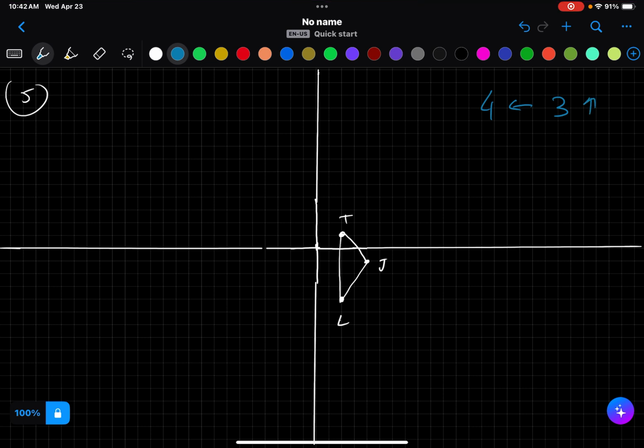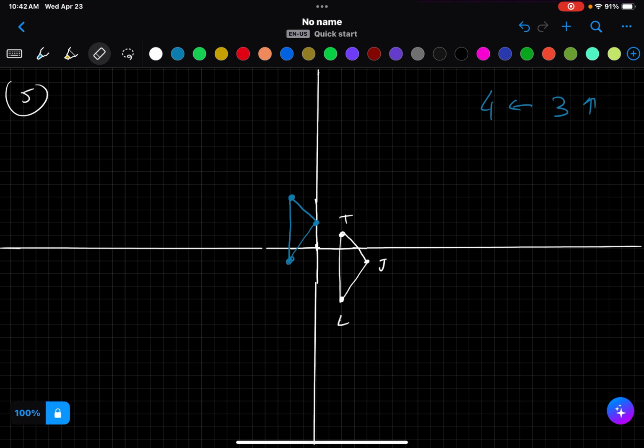All right, so point T, let's start with that one. 4 to the left and 3 up is going to be right here. Point J, 4 to the left and 3 up is going to be right here. And L, 4 to the left and 3 up is going to be right here. So recreate your object based on the points. And boom, there you go. That's what it should look like once it's translated 4 to the left and 3 up. So that's number 5. Pause that if you need to.